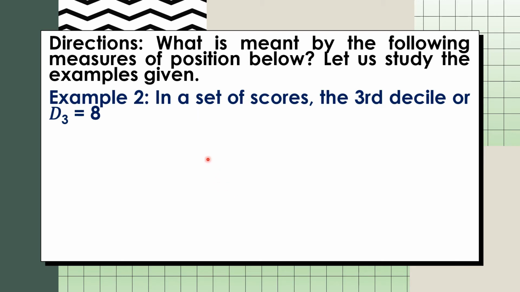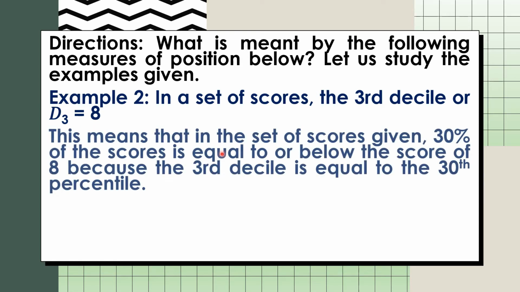Example number 2. In a set of scores, the third decile or D sub 3 is equal to 8. So what does it mean? This means that in the set of scores given, 30% of the scores are equal to or below the score of 8. Because yung third decile natin is equal to 30th percentile.